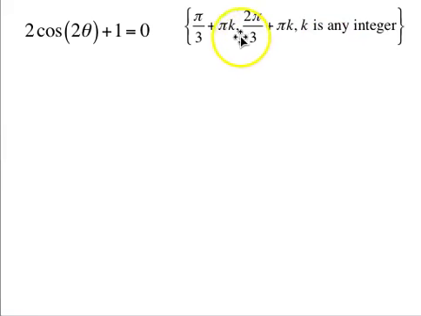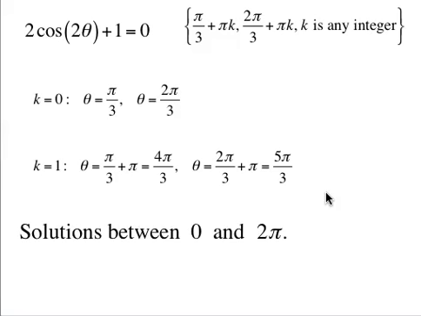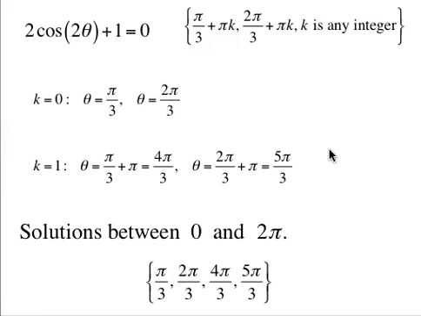If I let k equal 0, I just get pi over 3 and 2 pi over 3. If I let k equal 1, that's pi over 3 plus pi, which becomes 4 pi over 3. 2 pi over 3 plus pi becomes 5 pi over 3. If I add 2 pi, obviously I am beyond my usual 0 to 2 pi solution. So I have 4 answers, pi over 3, 2 pi over 3, 4 pi over 3, 5 pi over 3, in the interval from 0 to 2 pi. We often ask for all the solutions from 0 to 2 pi, and we get those 4.